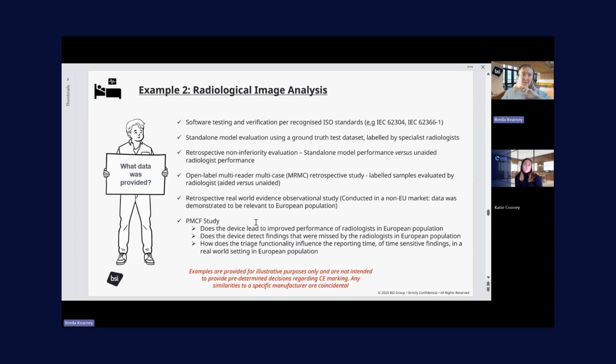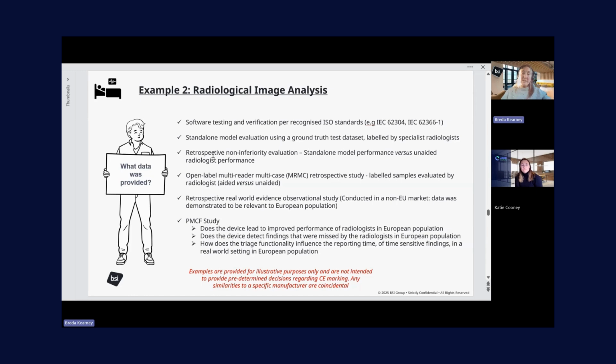So there's a lot more data needed. For their technical performance, they did their software testing and verification using 62304, 62366. They also did standalone model evaluations using a ground truth data set labeled by specialist radiologists. So these are their training data sets. They trained the algorithm using pre-labeled images, and then they had another data set, again pre-labeled, and they used those as their test data set that they ran through the trained algorithm.